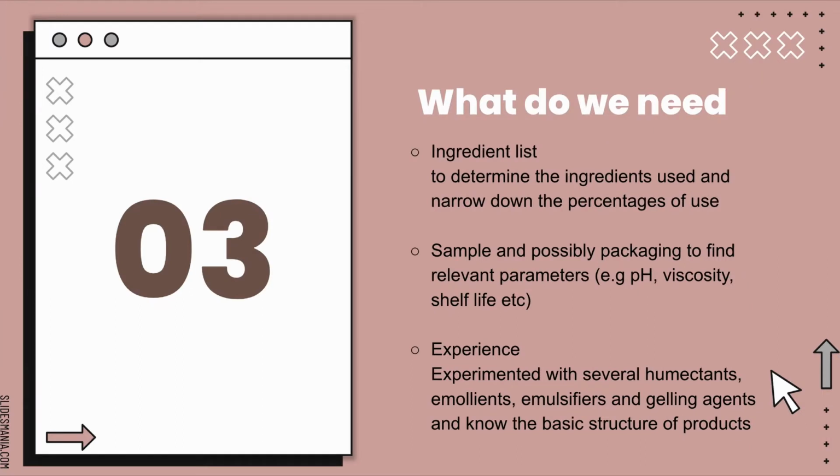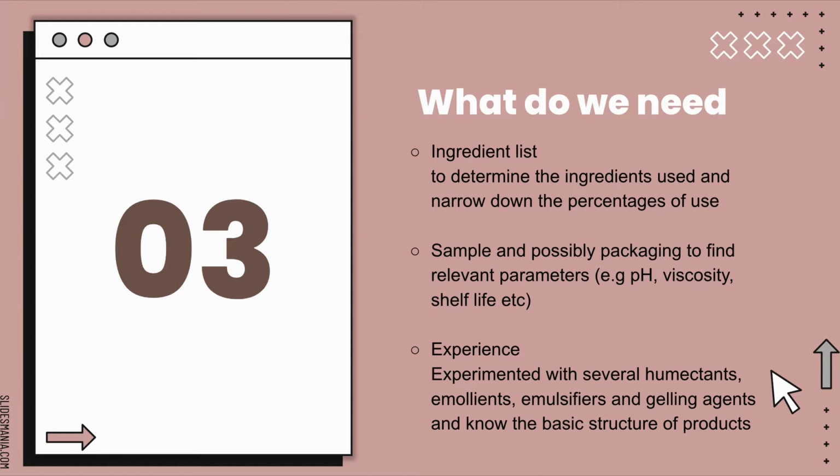What do we need to reverse engineer a product? We need the ingredient list to determine the ingredients used, and based on those, we can start to narrow down the percentages of use. We also need a sample and ideally packaging. From those, we can find relevant parameters like look and smell, pH, viscosity, shelf life, and storage conditions. Jane and Christine will have a more detailed look at these.